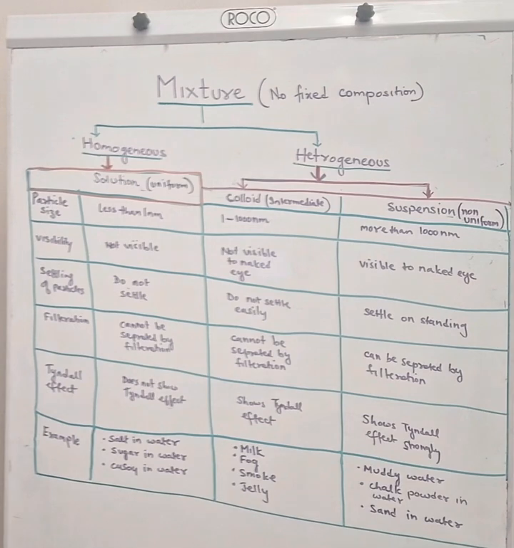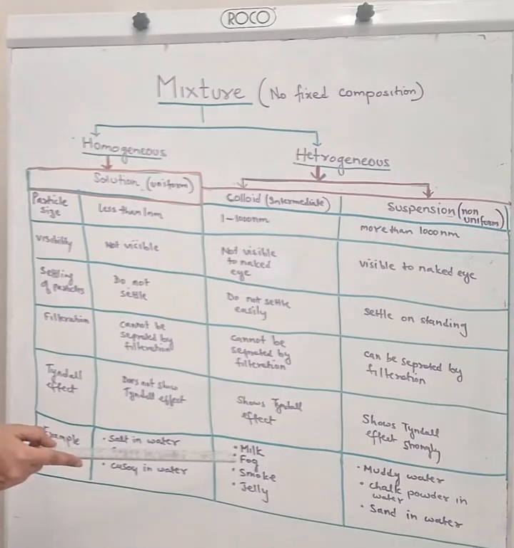And coming to the suspension, since the particle size is bigger, we can see the Tyndall effect strongly. Now coming to examples of solution: salt water, sugar water, and also copper sulfate in water. When you mix salt or sugar in water, a clear solution is formed. So this is an example of a solution.